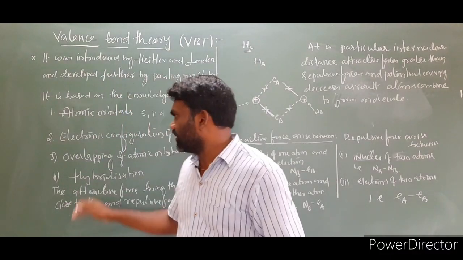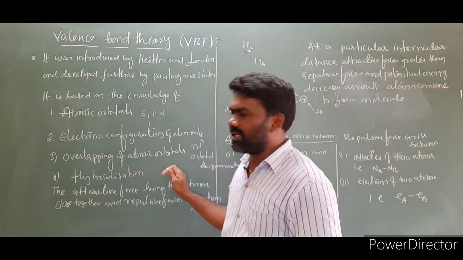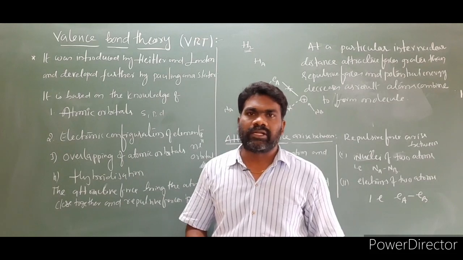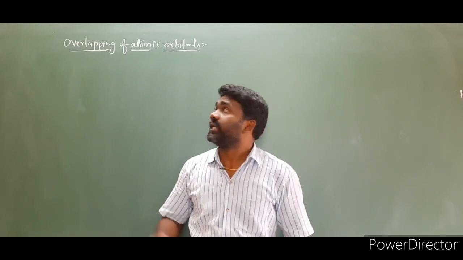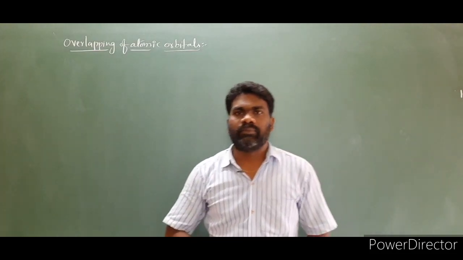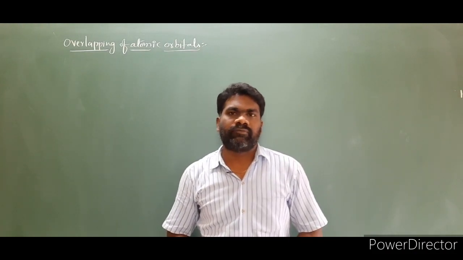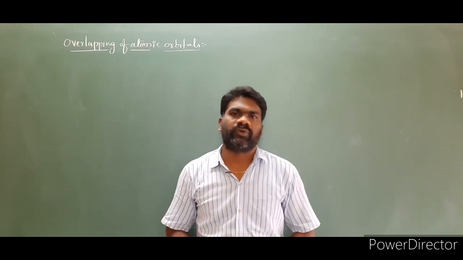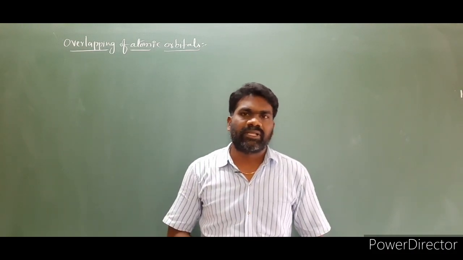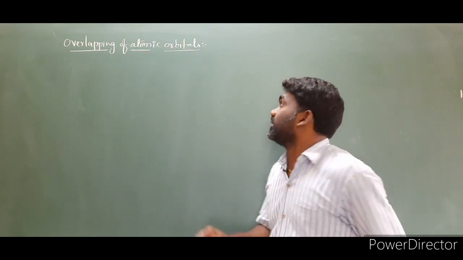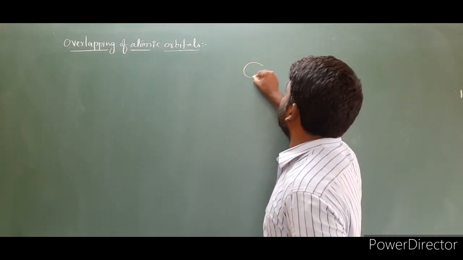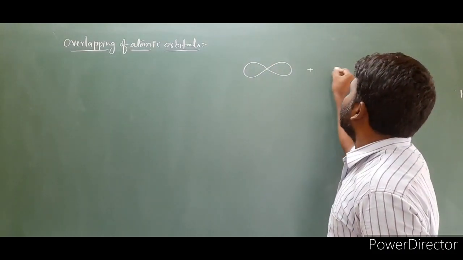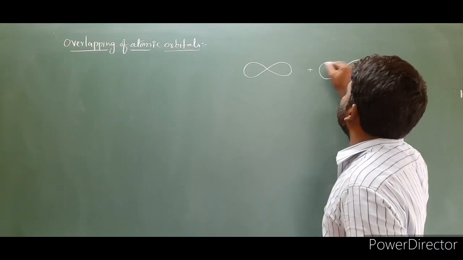Next we will continue with the topic of overlapping of atomic orbitals and hybridization. The next topic is overlapping of atomic orbitals. Overlapping is defined as the partial merging of atomic orbitals. Let us understand the exact meaning of this definition with an example. I am taking a p orbital, and another p orbital beside it.